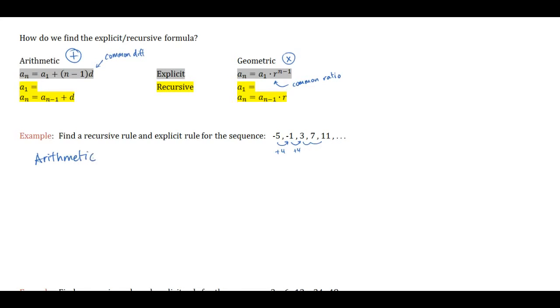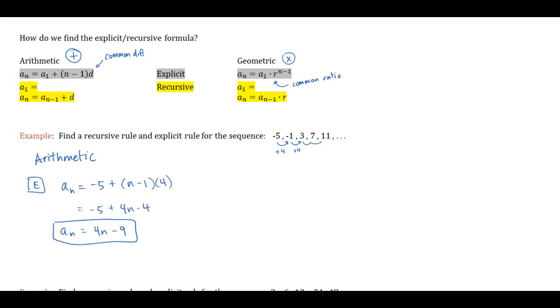And now that I know it's arithmetic, piece of cake. If you want the explicit formula, then any term you want to find is the first term, negative 5, plus n minus 1 times the common difference, which we said is 4. And there's your formula. We just like to simplify that up a little bit. So negative 5 plus 4n minus 4, or what most of us would probably call 4n minus 9. That is your explicit formula. That will get you any number in the list, right?